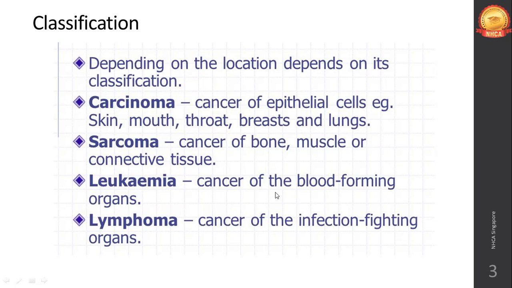Leukemia is the cancer of the blood forming organs, like your bone marrow, spleen. Lymphoma is the cancer of the infection fighting organs, like your lymph nodes in the lymphatic system. If a mutation has occurred in the lymph nodes, it becomes lymphoma. If a mutation has taken place in your bone marrow, that leads to leukemia. In bones or muscles or connective tissue, that's a sarcoma. And anywhere in the epithelial cells, that's a carcinoma.